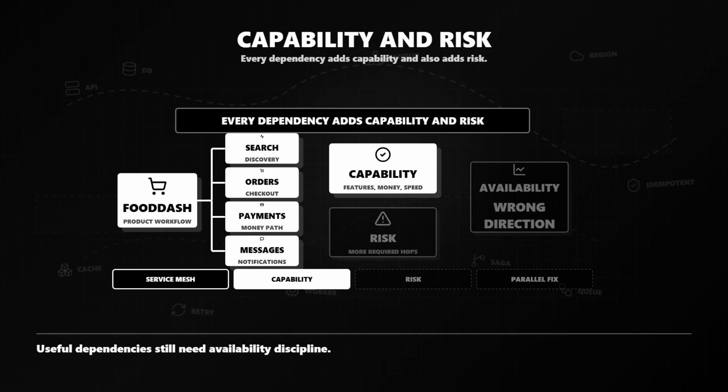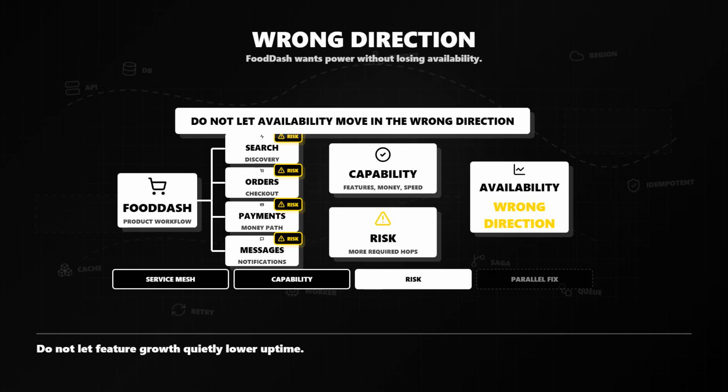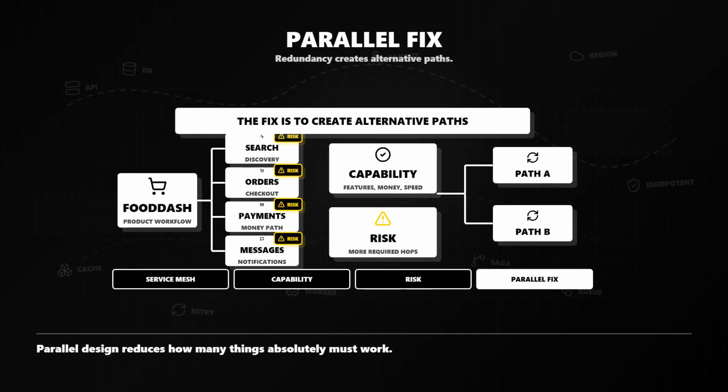So the absolute crucial takeaway is this. Every dependency adds capability, but every dependency also adds risk. We obviously want a powerful application, but we absolutely don't want our availability moving in the wrong direction. So how do we fix that? Well, that brings us to parallel systems and redundancy, or basically creating alternative paths.